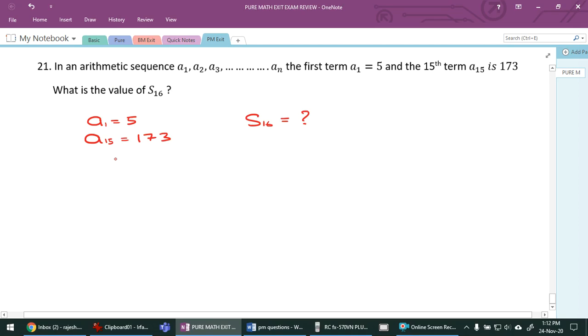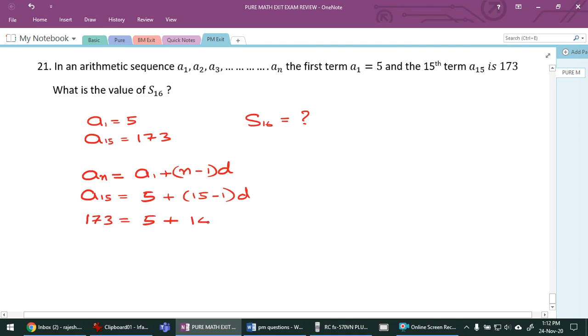Okay. So we will use the rule for arithmetic sequence. So here the nth term an is a1 plus n minus 1 d. Okay, this is the first rule. So we will write n equal to 15. So a15 equal to a1, which is 5, plus 15 minus 1 d. What is a15? It's already there, 173. So 173 equal to 5 plus 14d.